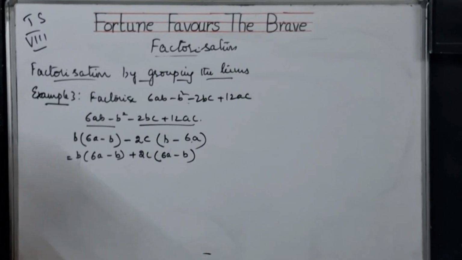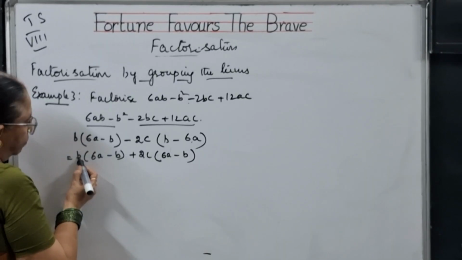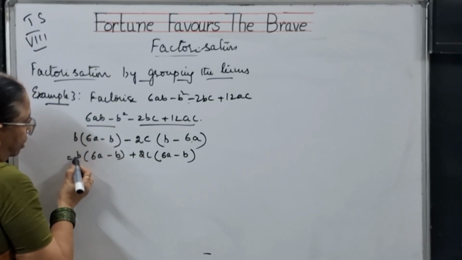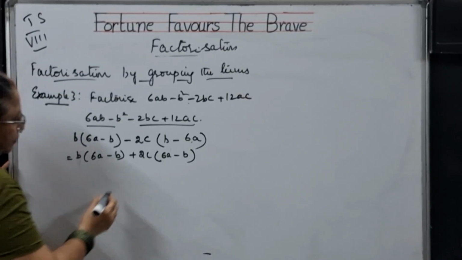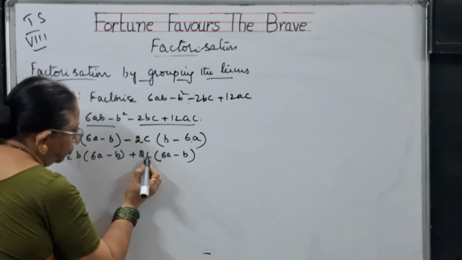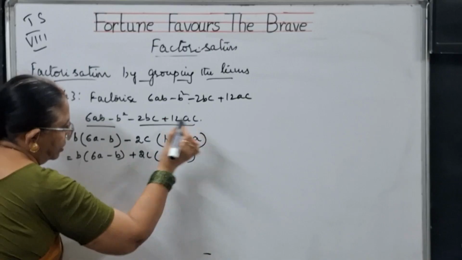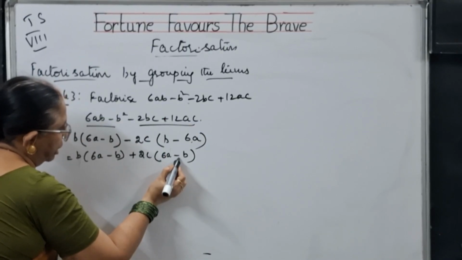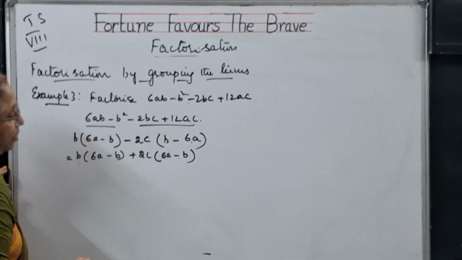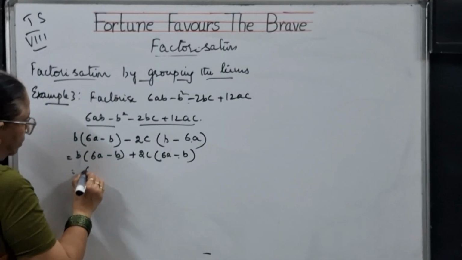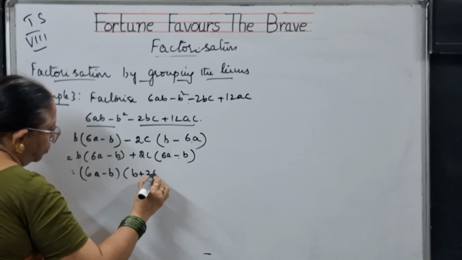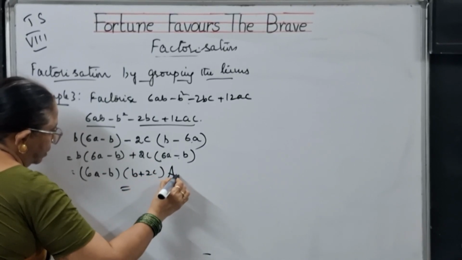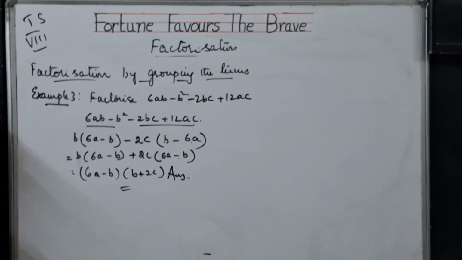So whether I am correct or not, I have checked. How did I check? b into 6a, 6ab. Plus into minus, minus b into b, b square. This part is right. Now plus into plus, plus 2 6s are 12ac, plus 12ac I got. Plus into minus, minus 2bc I got. So my splitting is correct. So this is equal to (6a minus b) into (b plus 2c). This is the answer for this problem, children. Please note it down.